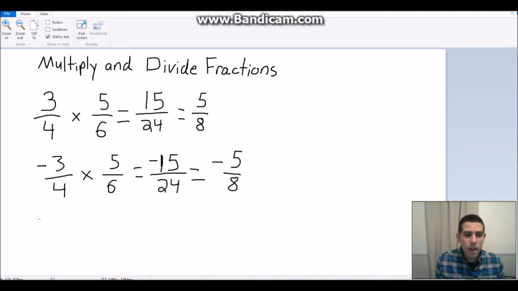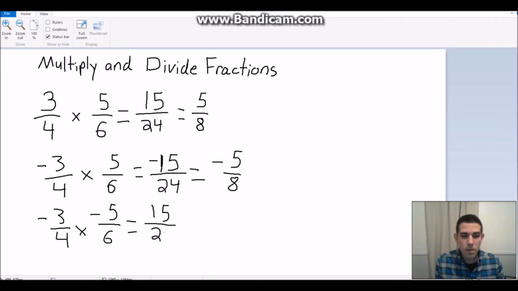And don't forget, if we had two negatives multiplied by each other, the answer is actually positive, right? So -3 times -5 is a positive 15. Positive 4 times 6 is 24. And so two negatives make a positive when multiplying.